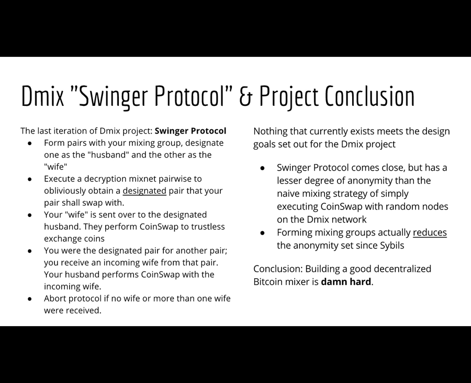This actually comes pretty close to meeting the design goals of our demix project. It's trustless. Malicious adversaries cannot determine the mapping, but the end conclusion is that this isn't as anonymous as a naive mixing scheme where you just pair up with someone random on the network and attempt to mix with them. Forming this group makes it less anonymous because it allows an attacker to pinpoint the group of people that you're mixing with. And if they get a lot of Sybils into your group, they can de-anonymize the mix.